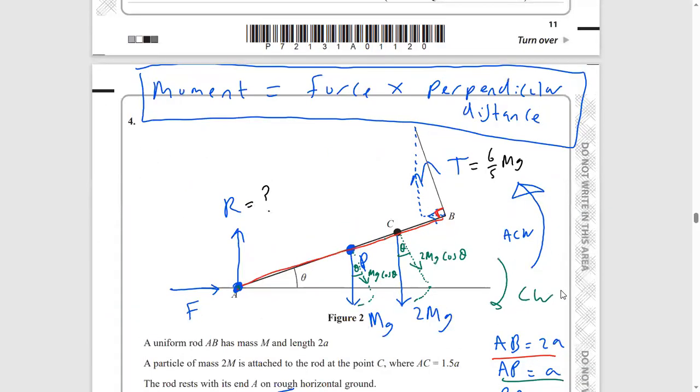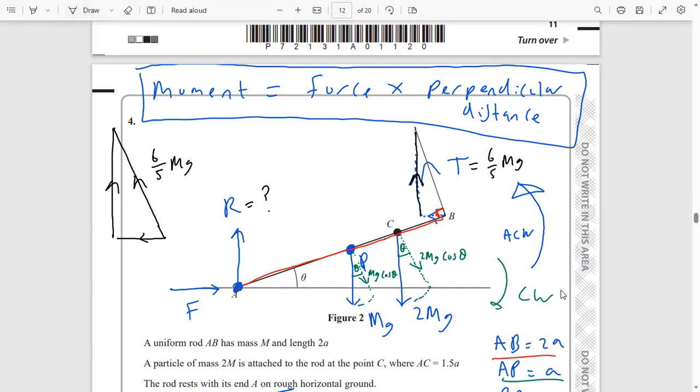Okay, so upwards forces. It's going to be the R, and then plus this component of tension here. So what would this component of tension be? So let's try and draw a diagram over here. So we've got this tension going upwards here, which is 6 over 5 mg, and we want to try and find this vertical upwards component.